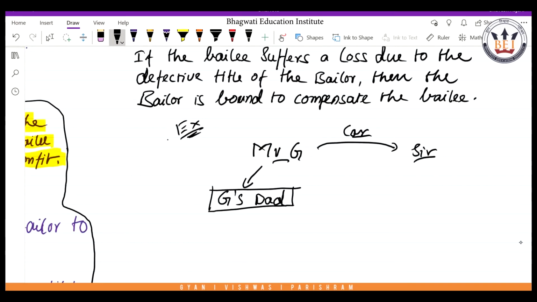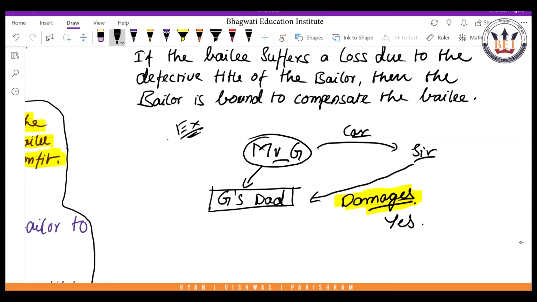Later on, Gautam's dad found Sir on the road, stopped the car, pulled out Sir, beat him black and blue, because he is unaware what his son has done, and filed a suit on me, and I had to pay damages. So Sir had to pay damages, right? Now, can Sir claim this damages amount from Gautam? The answer is yes. Who is Gautam over here? Let us try to figure it out.